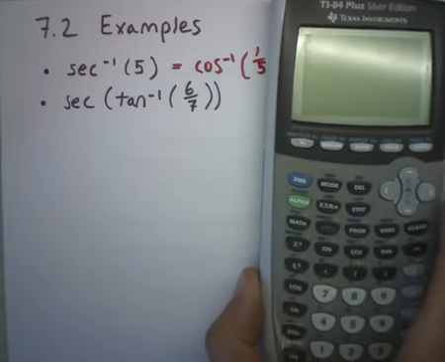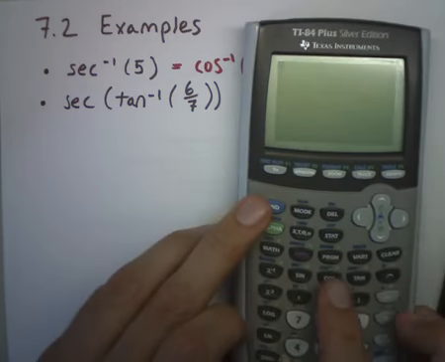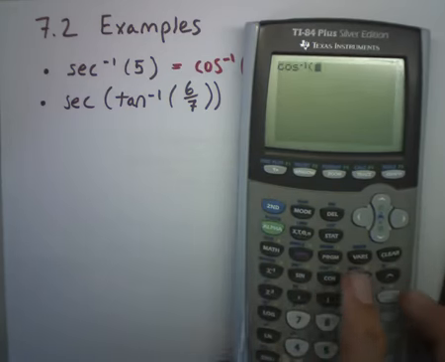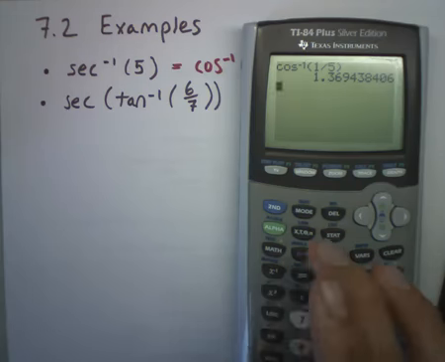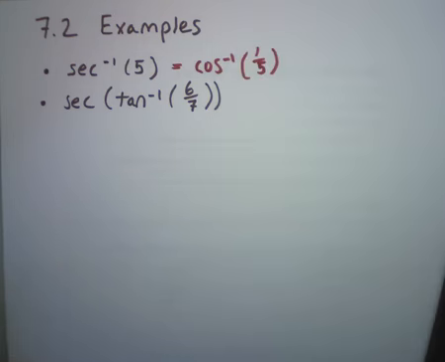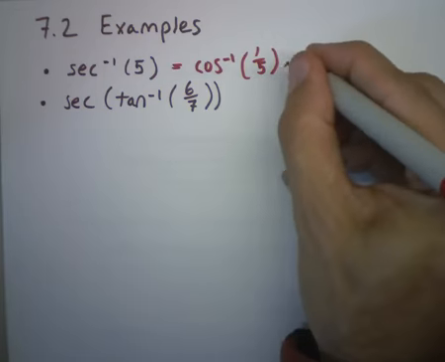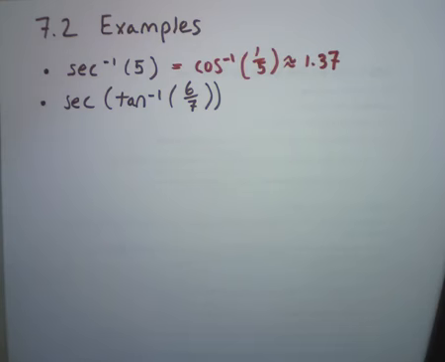So we grab the calculator and we do inverse cosine, which is the second of the cosine key. So second cosine gives you inverse cosine of 1/5. Let's make sure I'm in the right mode. Yep, radian mode. That's approximately 1.37.